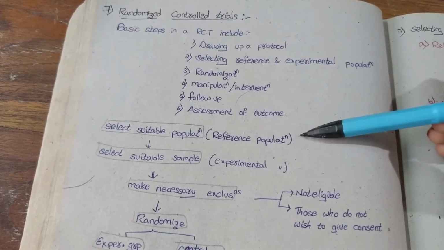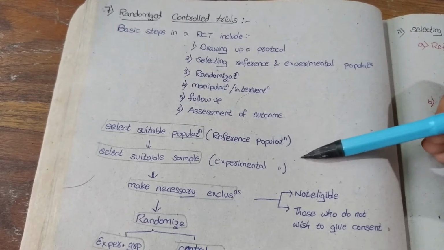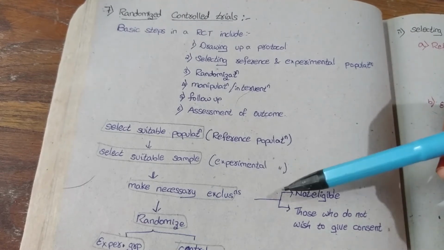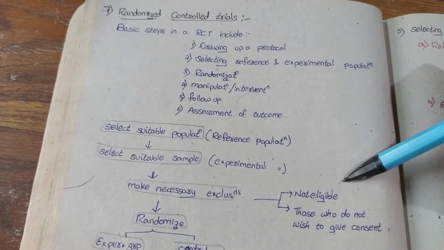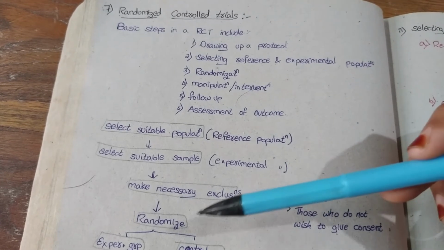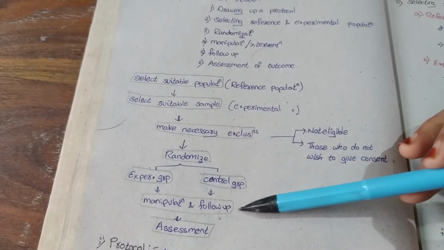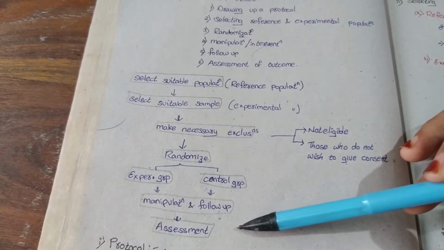First, selecting of the suitable population, that is reference population, then selecting of experimental population, then making necessary exclusions, that is those not eligible, and those who do not wish to give consent. Next, randomization, experimental groups and control groups, then manipulation and follow up, and the final step is assessment.